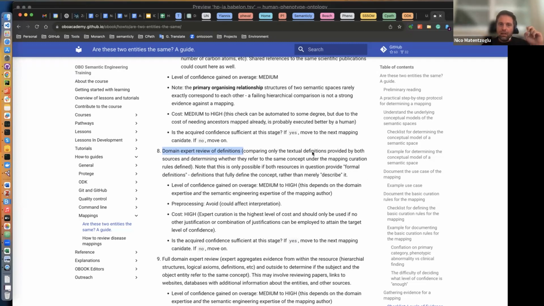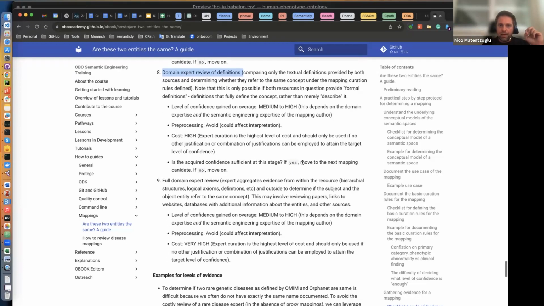And this is still a little bit cheaper than the hardcore final step in this pipeline here, which is full domain expert review. In this case, the domain expert looks at both of the concepts, goes to the various resources talking about them, looks in OLS, looks in the ICD-10 browser, and checks what additional resources say about these concepts. Are there associated publications? You take a look at what the publications are about, and so on.